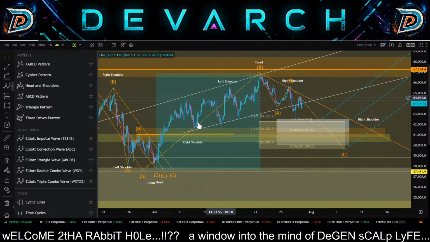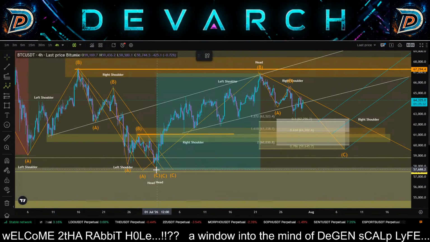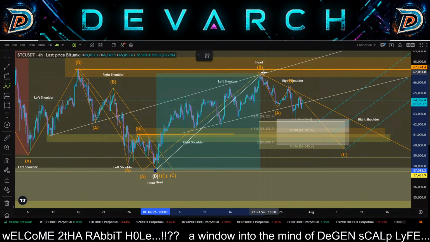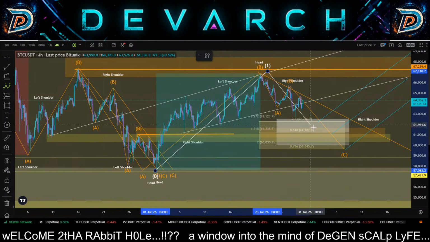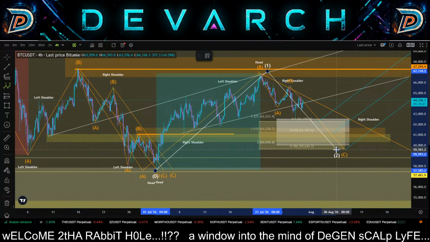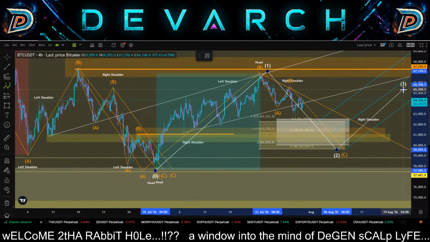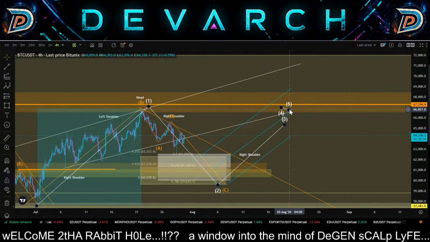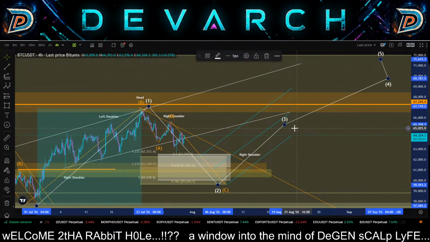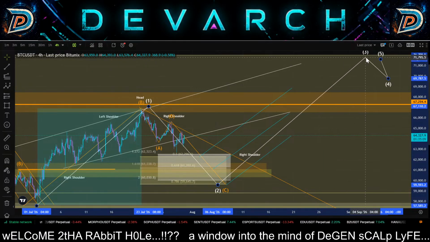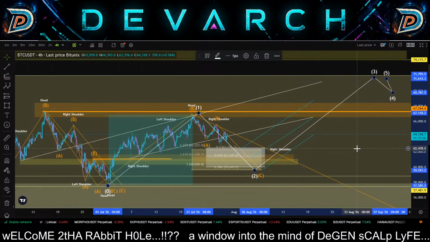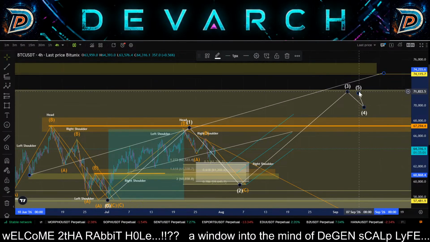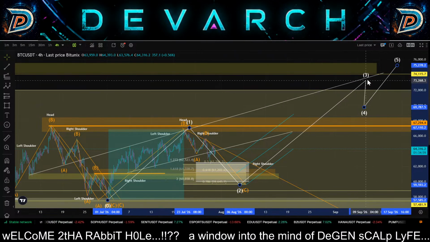And because the blue box is our first official impulse wave, we can map it. So this is a B1. This would be the map for the C2. Okay, and then 3. And let's extend our important lines. So these are 3.